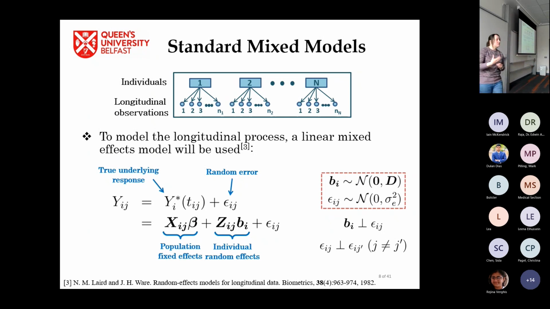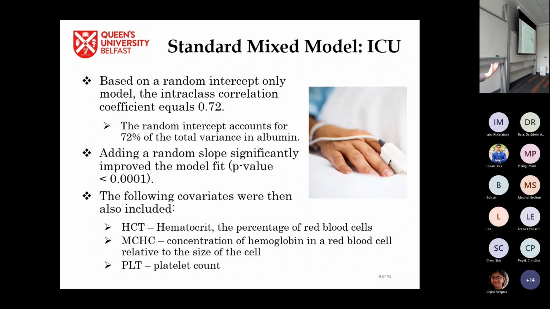So our bi follow normality, with a mean of 0 and covariance of D. Our random error terms, epsilon ij, follow normality with a mean of 0 and a variance of sigma squared epsilon. So this is our standard mixed modelling approach. Now for the ICU data set, what we can do is build these models up.